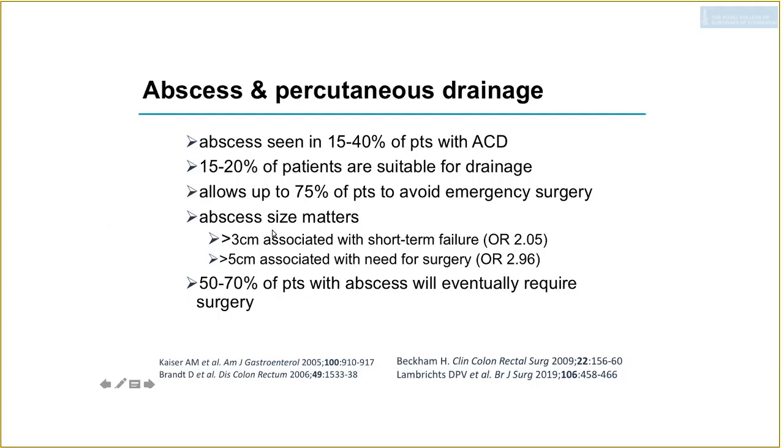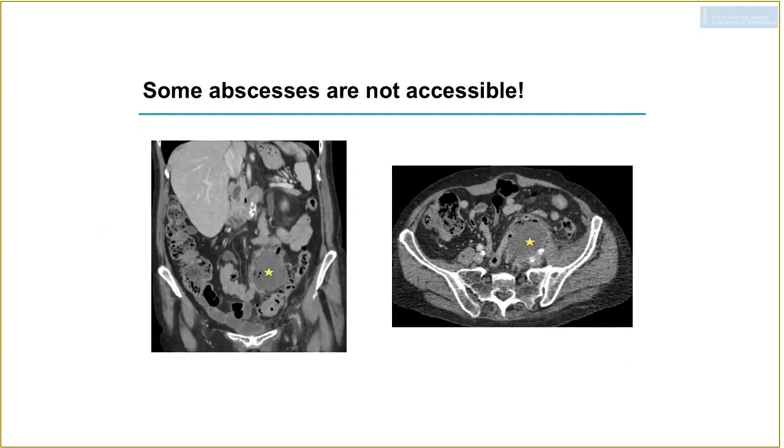And abscess size probably does matter. And anything over 3 centimeters or so that's not drained percutaneously is more likely to be associated with failure of disease control. And once you get to a size over 5 centimeters, you're much more likely to require surgery. And that's good evidence. And over half of patients with an abscess, such as I've shown, will eventually require surgery. It may not need to be done as an emergency, but ultimately, in due course, these patients very often go on to require surgery.